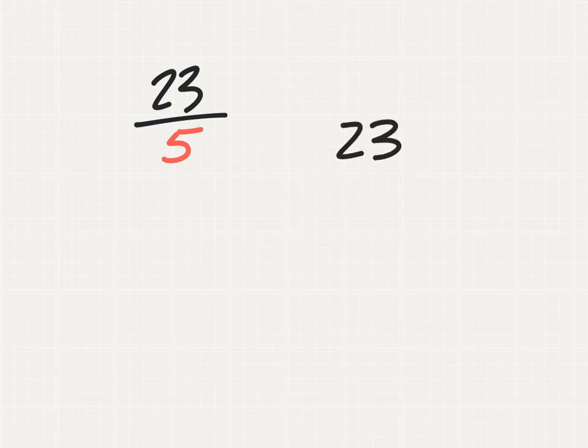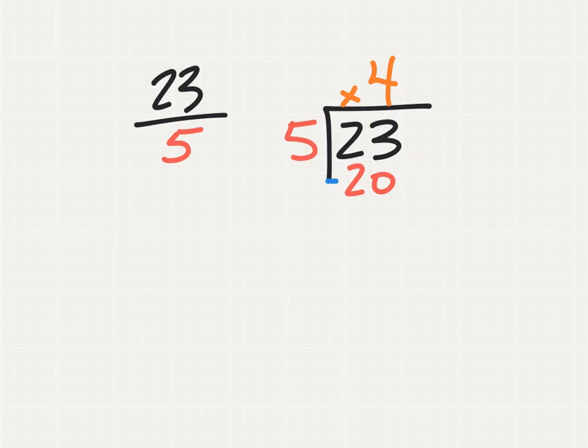So what if I had the improper fraction of 23/5? Well, once again, this is 23 divided by 5. How many groups of 5 can I make from 2? Well, I can't. But how many groups of 5 can I make from 23? And it looks like 4. 4 times 5 is 20. 23 minus 20 is 3. 3 is less than 5, so that's excellent. We have no numbers to bring down.